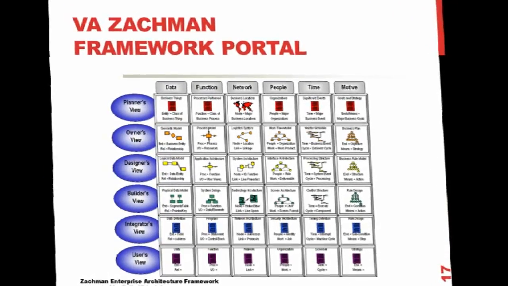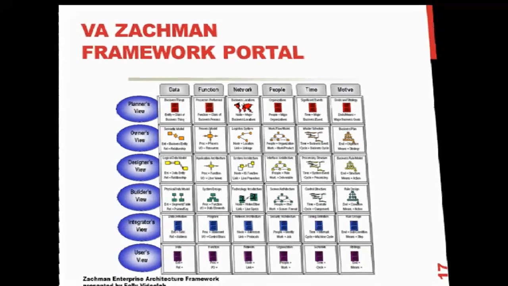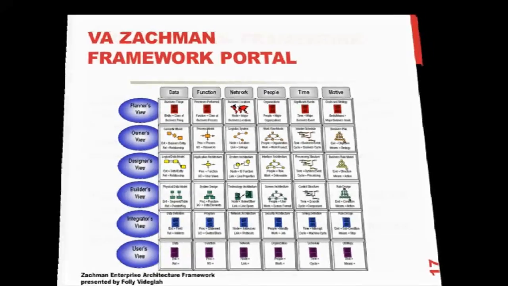That's the Zachman framework. As we described earlier, each view is on the row side, and the data, the function, the network, the people, the time, and the motivation are on the column side. And each cell is the combination of each row and each column.